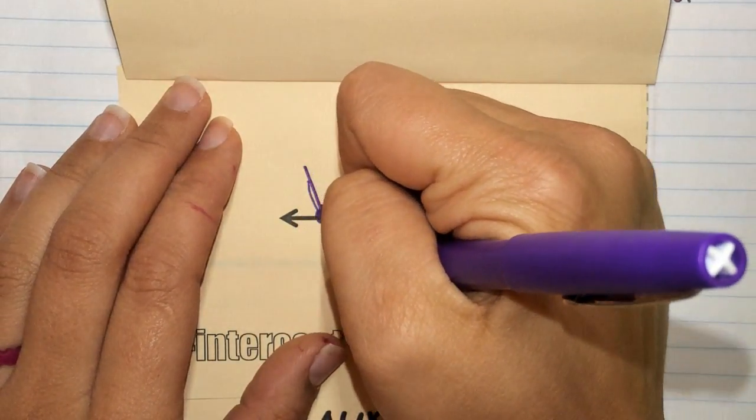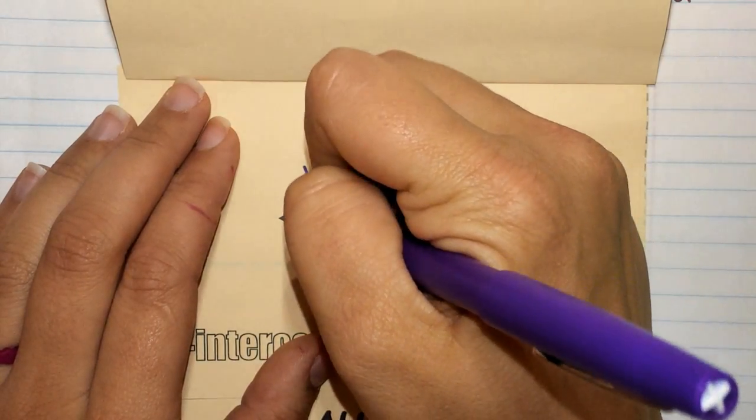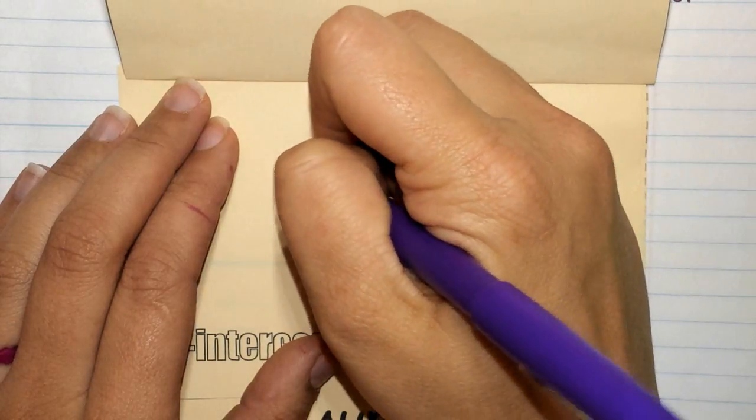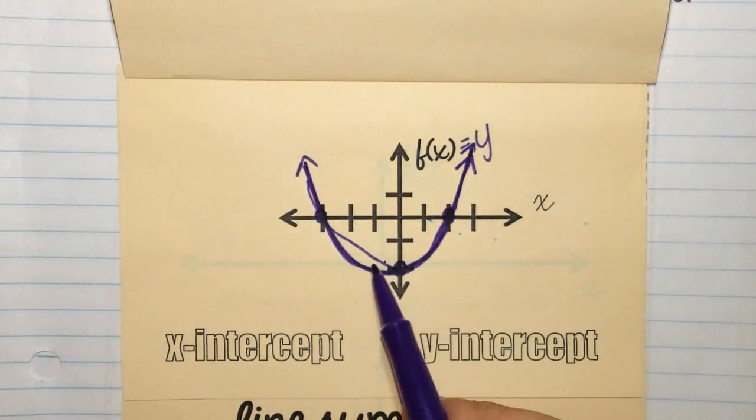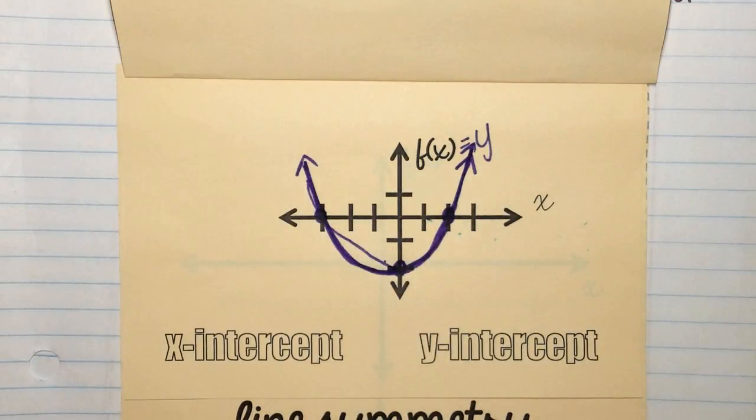This should be curved like this more. Alright, don't draw that crazy line that I did. Draw the darkened one. So what we're going to do on this flappy is identify our x and y intercepts.